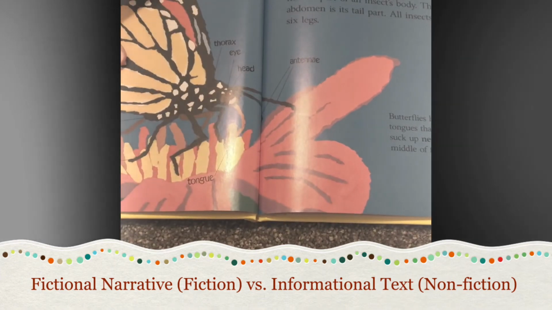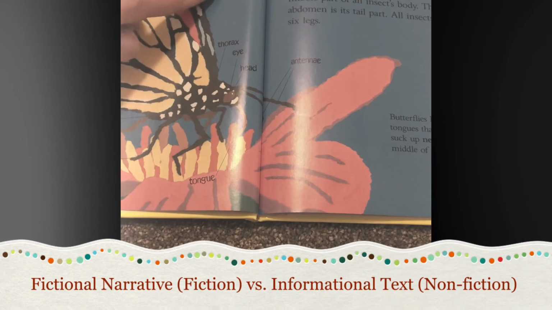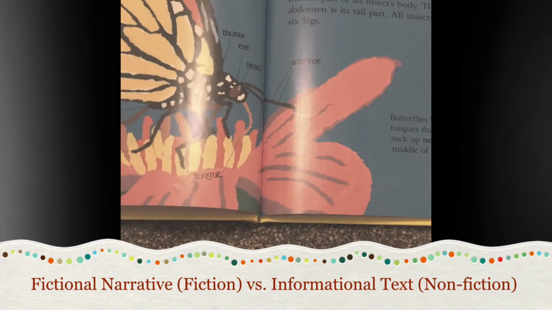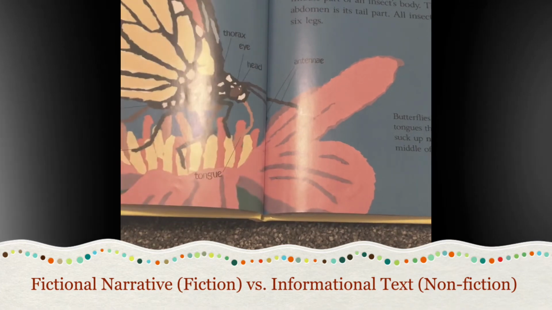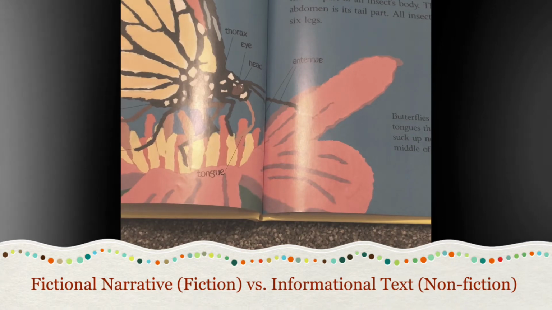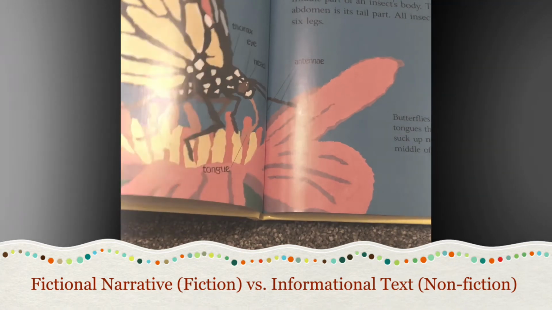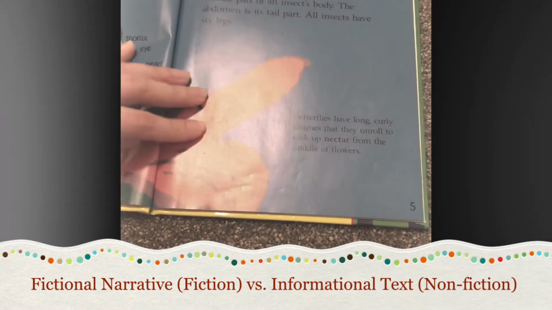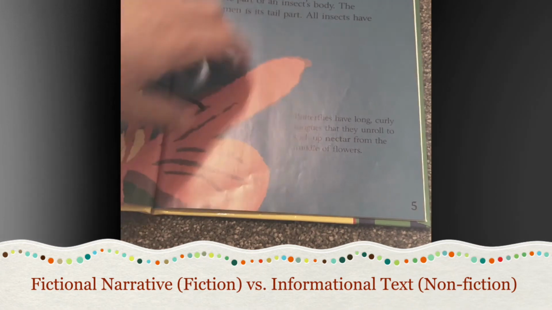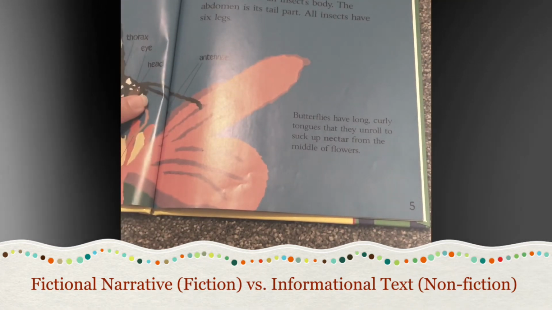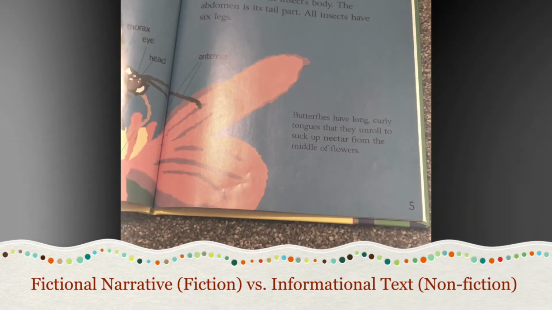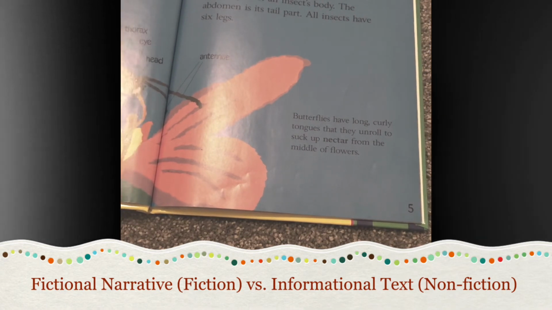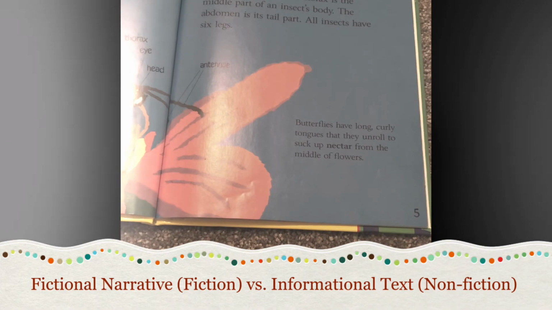It says monarch butterfly. Oh, and it has some labels here. It says wing, thorax, eye, head, tongue, leg, and abdomen. It's pointing out all of the parts of this picture. Do you remember which type of text included labels? I do. All right, let's see. What is a butterfly? A butterfly is an insect with two pairs of large patterned wings and a pair of antennae. I know the antenna's right here because I saw it in the picture. An insect has three parts to its body: a head, a thorax, and an abdomen. The thorax is the middle part of an insect's body. The abdomen is its tail part. All insects have 6 legs.